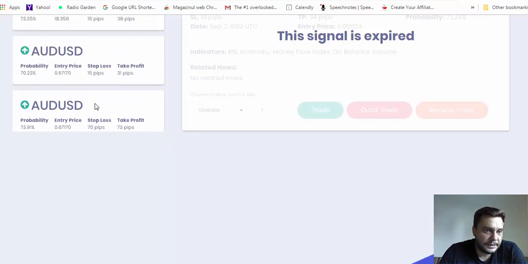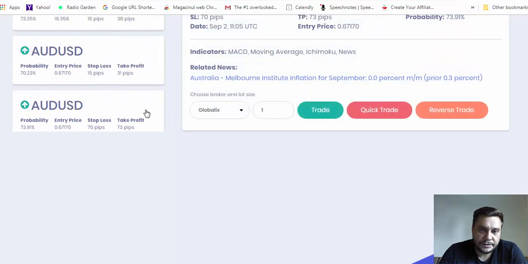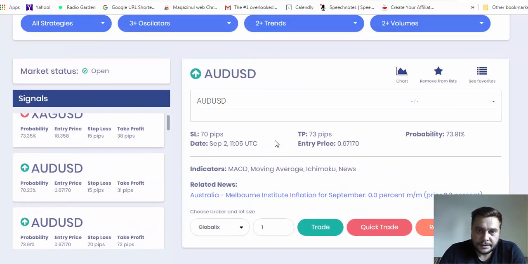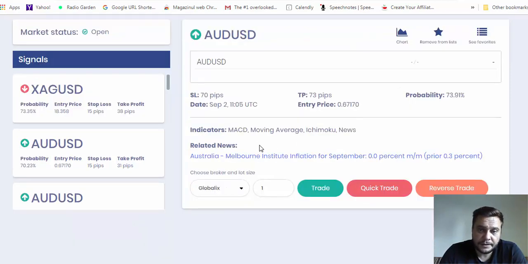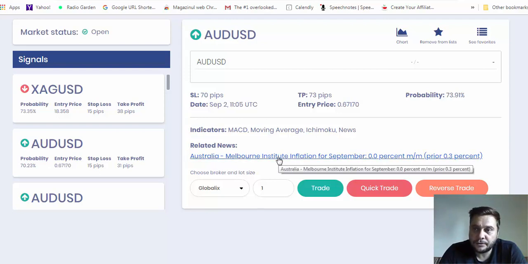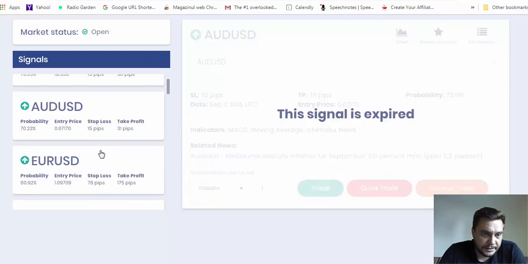AUD USD, let's choose AUD USD, which is a buy. As you can see, stop loss is set at 70 pips and take profit at 73 pips, and the probability is 73%, almost 74. And this signal is based on indicators MACD, moving average, Ichimoku, and news, related news, Australia Melbourne Institute inflation for September, and so on. You can see it right here, but now we concentrate on this trade. So this one expired also.